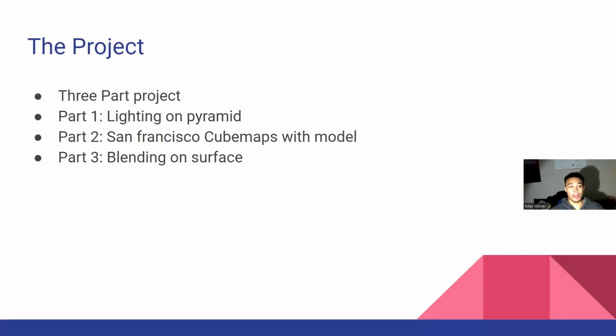I created this project on myself with help from the demonstrations and lectures that we've been doing throughout the year. It's a three-part project, three CPP files. The first part is a pyramid with a light source, where I demonstrate some lighting calculations as it rotates around. The second part is using cube maps, which I got a San Francisco area cube map with a model backpack in it. And the third part is blending on the surface. I created a kind of eerie scene, something like a graveyard, where I use clouds to blend the objects behind it.